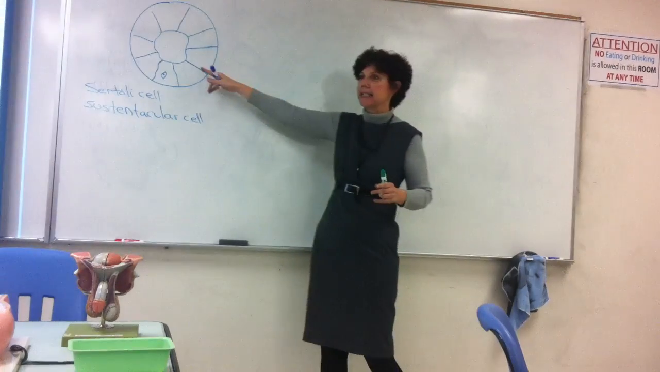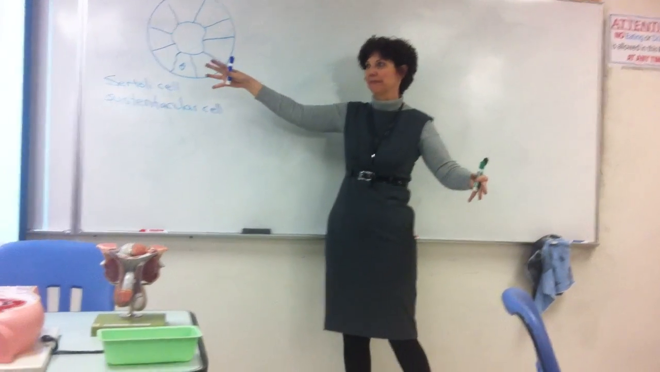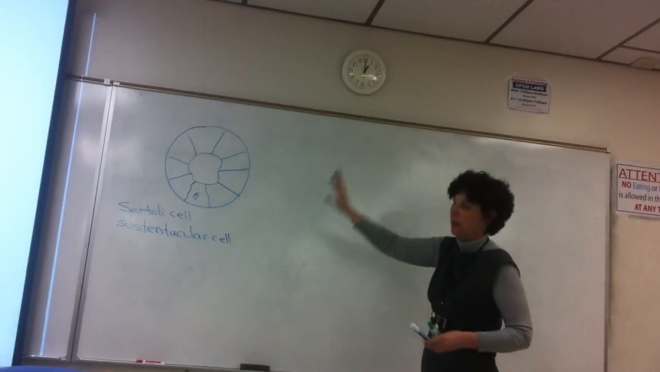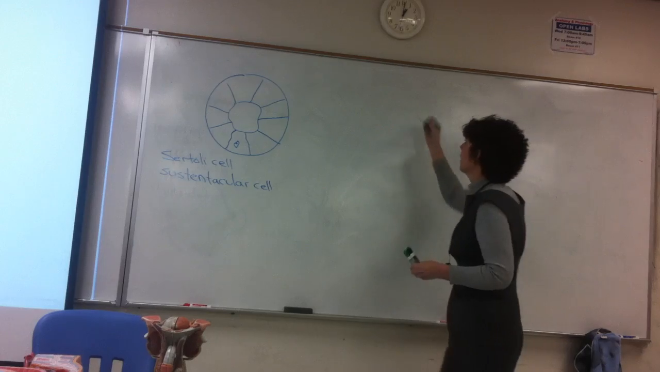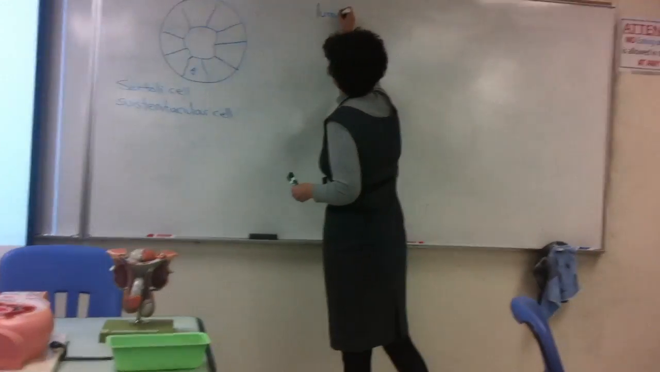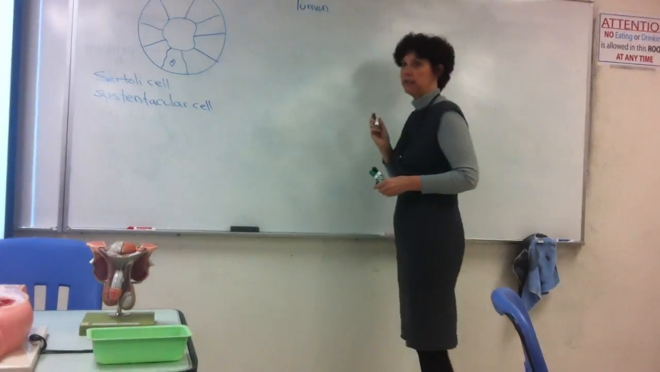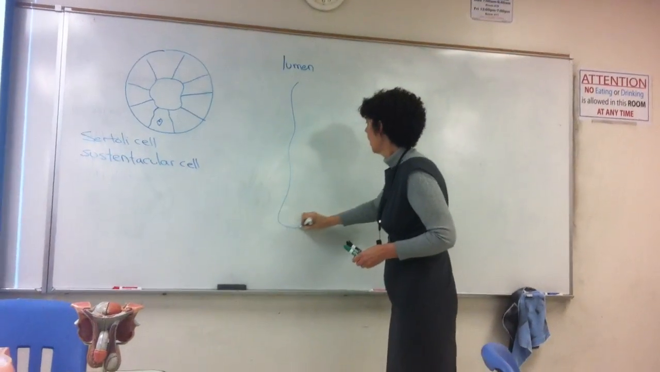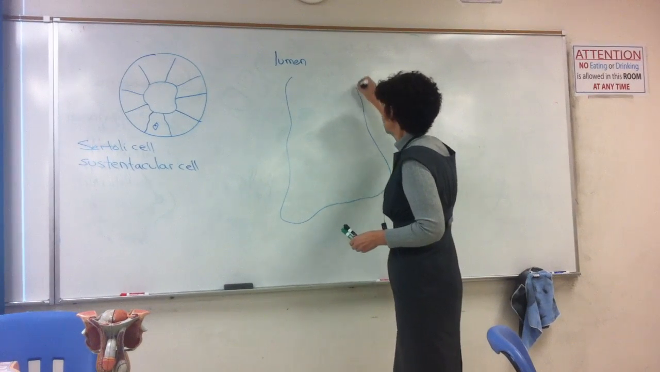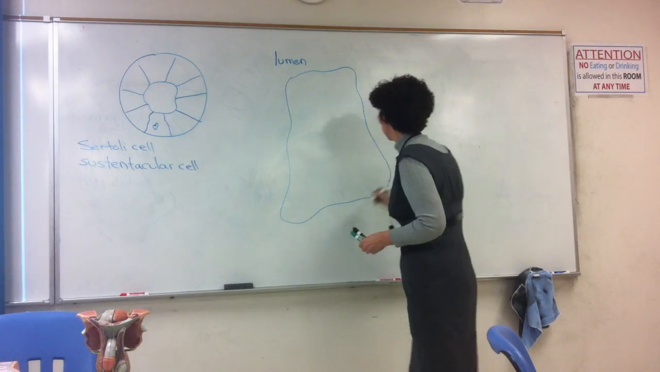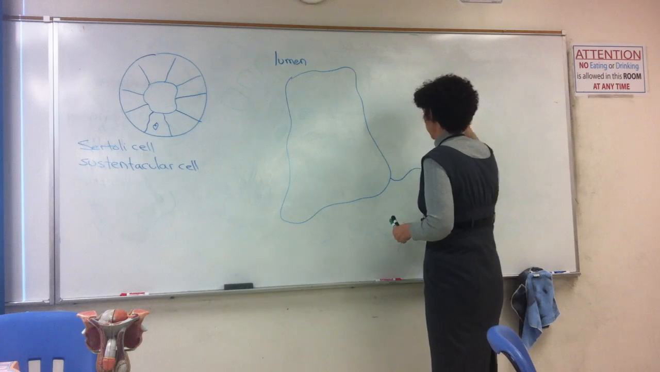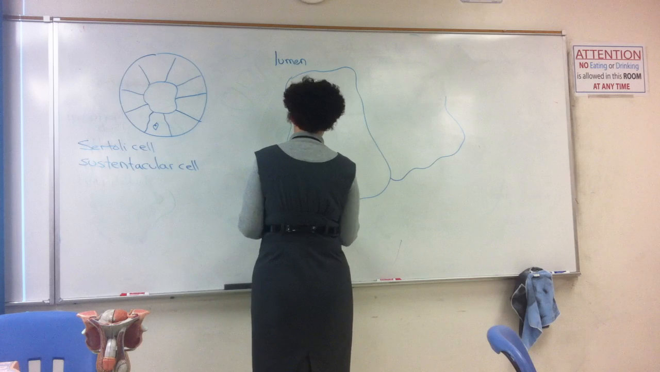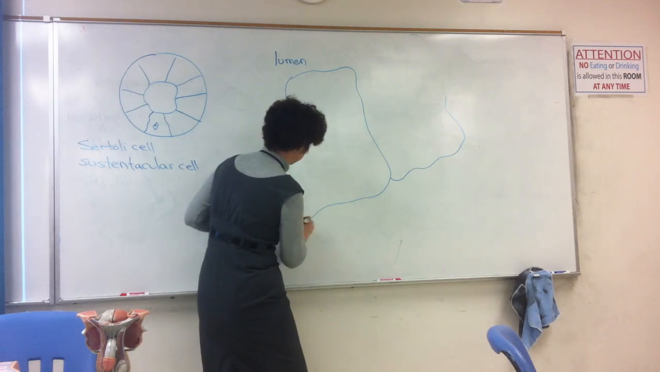So I'm going to take one of these sustentacular cells and enlarge it. Kind of like you see it, but I'm going to flip it around because I prefer my lumen to be at the top rather than at the bottom. So here would be the lumen of the sustentacular cell. Here would be another sustentacular cell over here. A basement membrane, because it's epithelial.